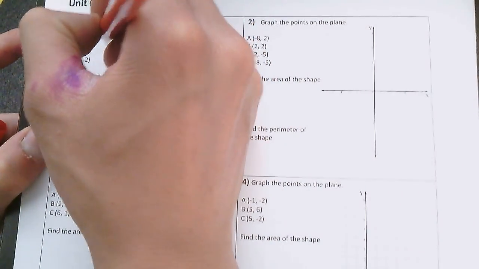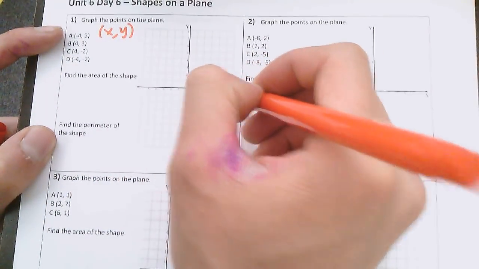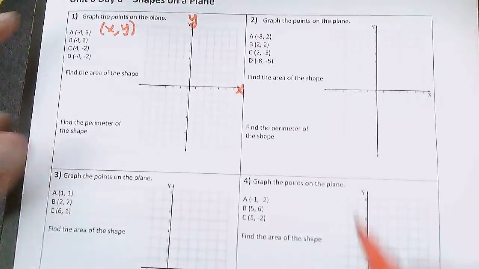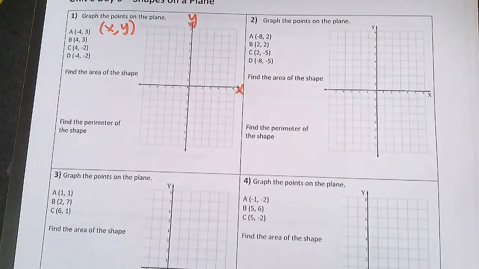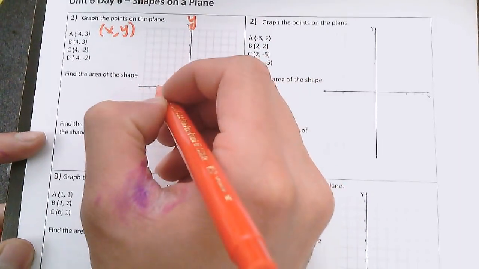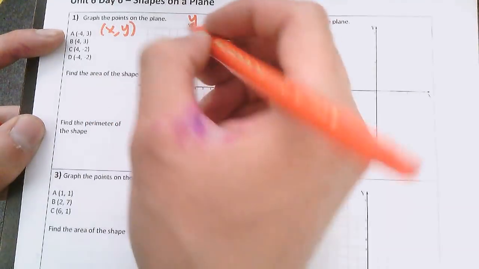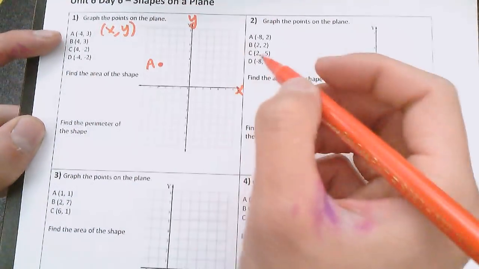Remember, the first number is the x value. The second number is the y value. This is the x-axis. This is the y-axis. So the first number is how much you go left or right. The second number is how much you go up or down. So -4 on the x-axis and 3 up. So that's going to be here. I'll label that as A.